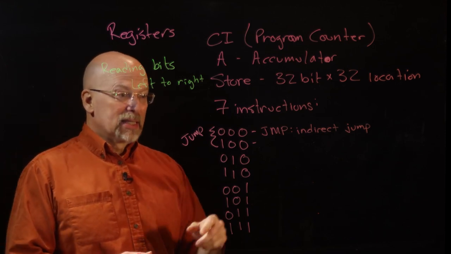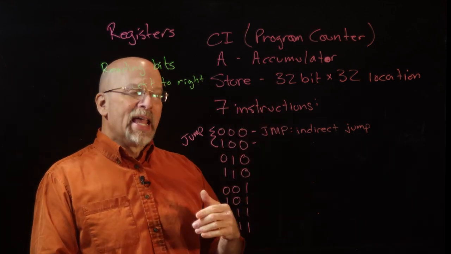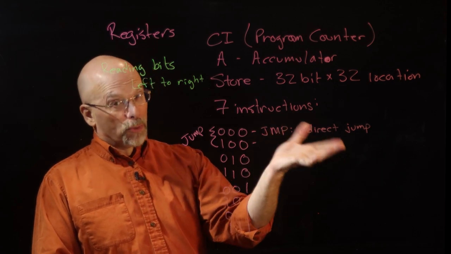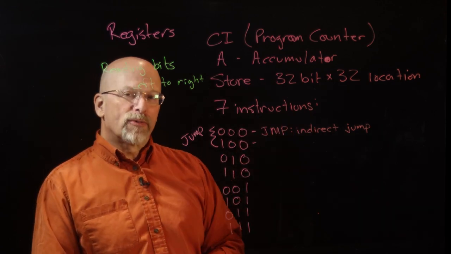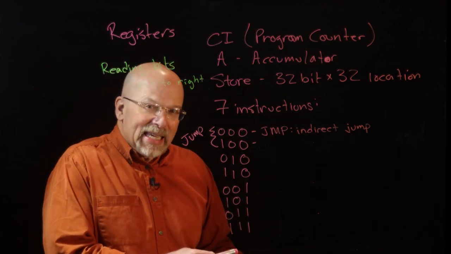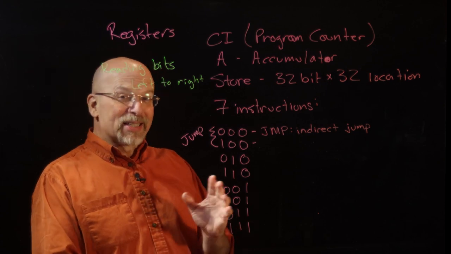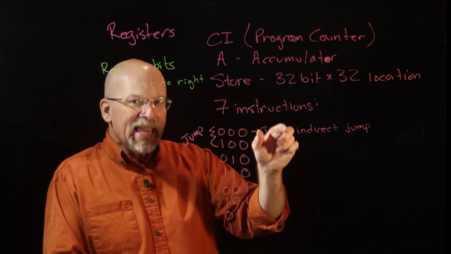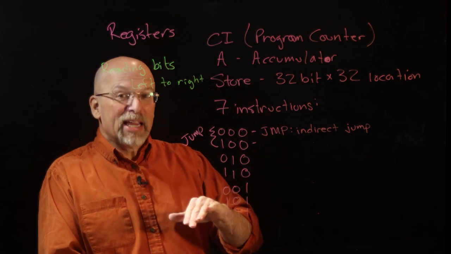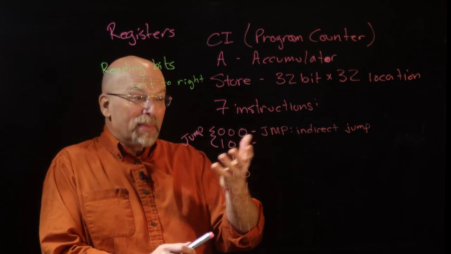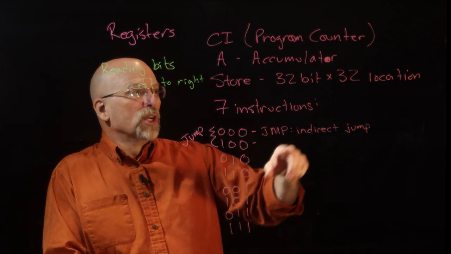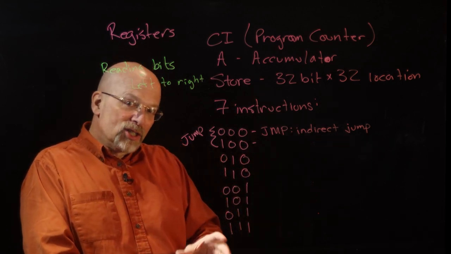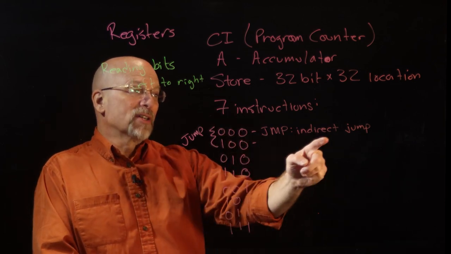What an indirect jump means is that the address that is contained in that instruction is not the actual address that we're jumping to. Instead, the address that's being referred to, remember those most significant five bits, is actually the address that contains the address that we want to jump to. This actually gives us a little bit of power, because I can change what address I'm jumping to by changing a value in a memory location. Instead of the destination being hard coded in the instruction, I've got a memory location that I can change around to change what I'm jumping to. So that's called an indirect jump.